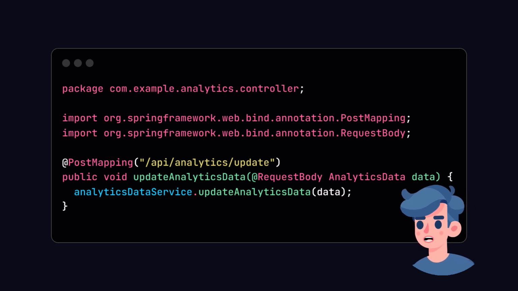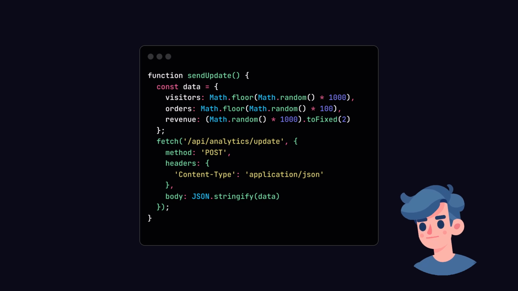To simulate real-time updates, we can create a simple endpoint to manually update the analytics data. Let's add a method in our analytics controller to handle this. Now let's write a small client-side JavaScript function to manually trigger updates. You can place this inside the script tag in your HTML.